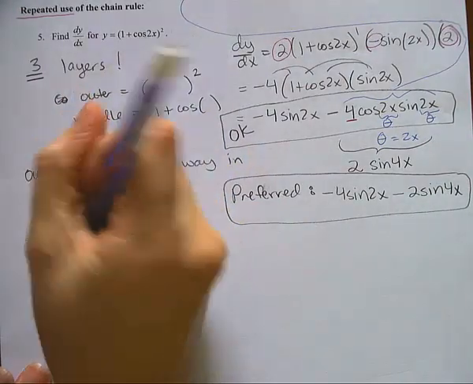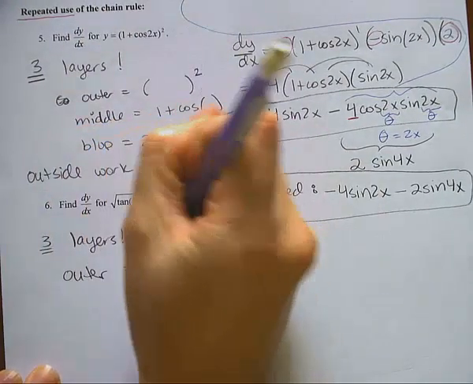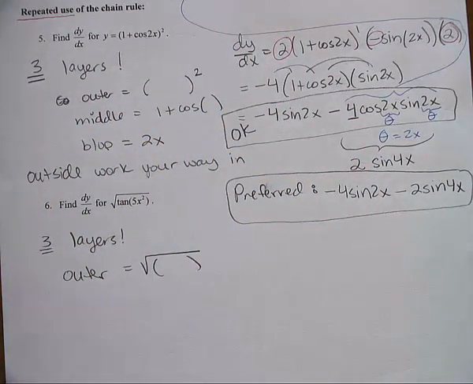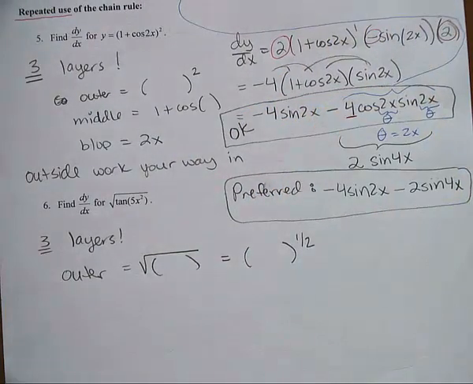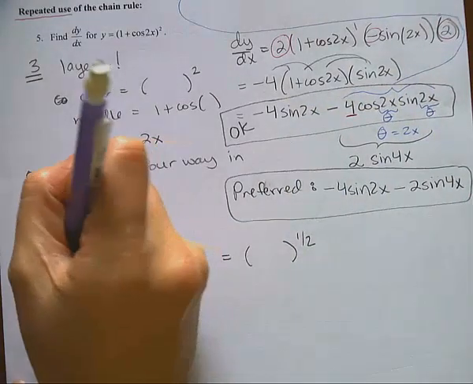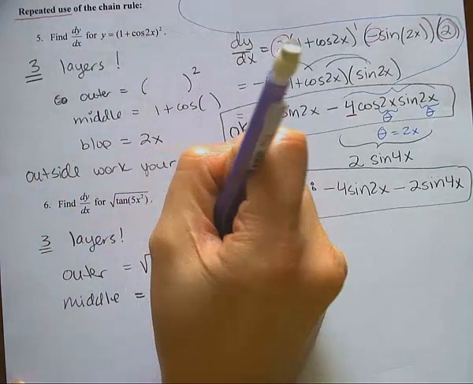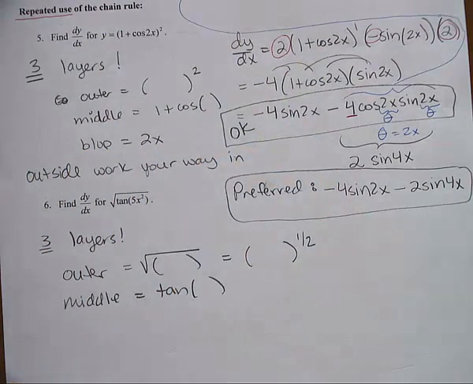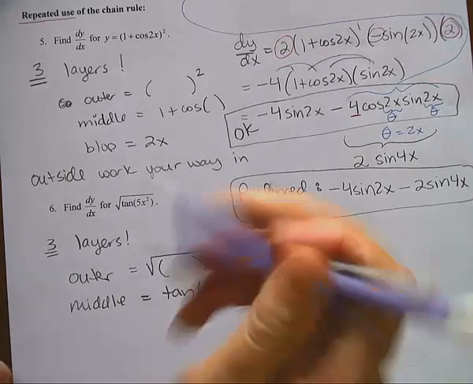The first layer, or I shouldn't say the first necessarily, but the outer layer is the square root of all the junk on the inside. Okay? And you can also think of that as BLOP to the 1/2 power. So 1/2 power means the same thing as a square root. And then the middle layer is the tangent of the BLOP. So you have a tangent function, and it's not tangent of x, notice, it's tangent of BLOP.